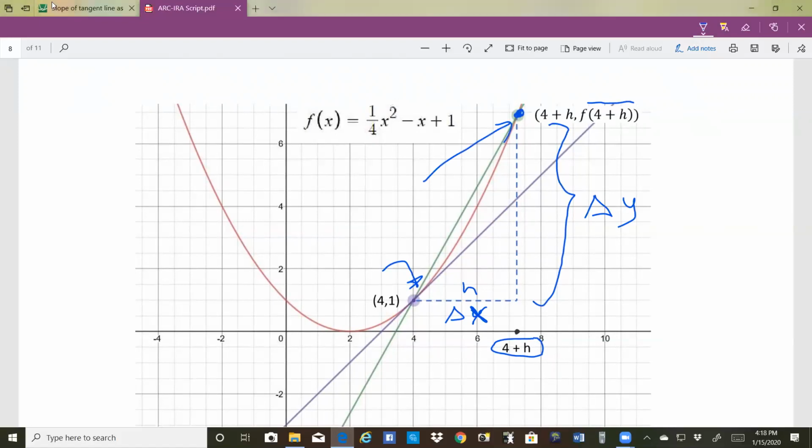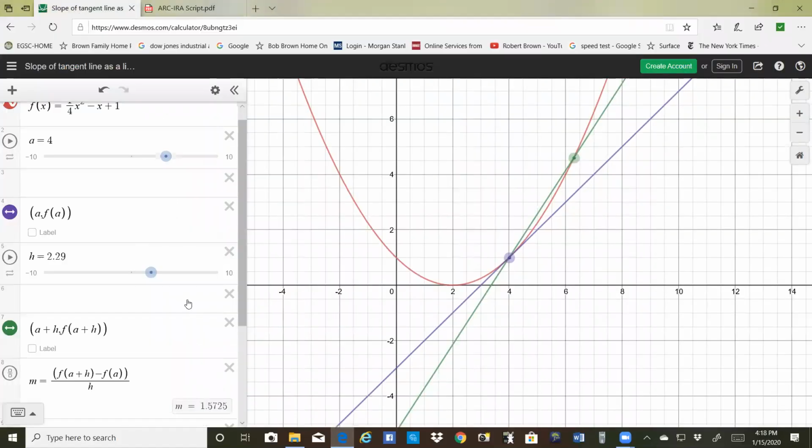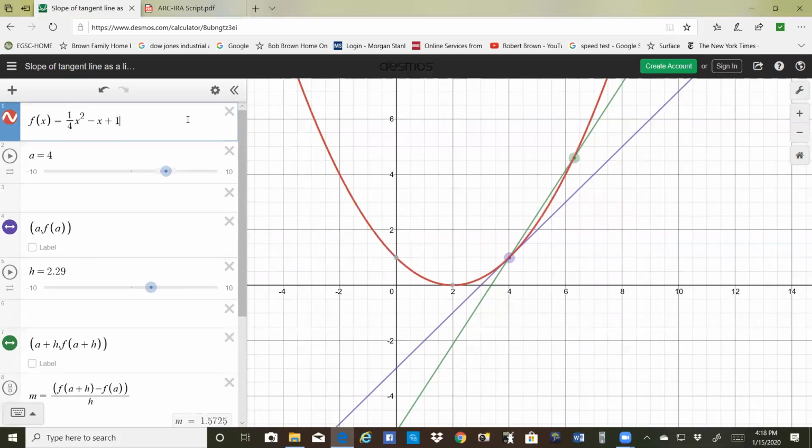If I can find it here. Okay, here it is. In fact, you can go find it yourself at the link up here. But here is our equation, 1/4 x squared minus x plus 1. Here's a point we're trying to find the slope of the tangent line, or the instantaneous rate of change.